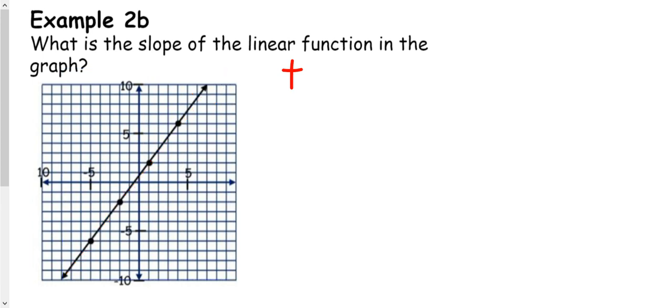Then I'm going to pick 2 points, and it truly does not matter. Remember, a linear function is constant. It does not matter what 2 points you pick. I'm just going to pick this point and this point. So I'm going to draw that little triangle and count my spaces. 1, 2, 3, 4 over 1, 2, 3, 4.